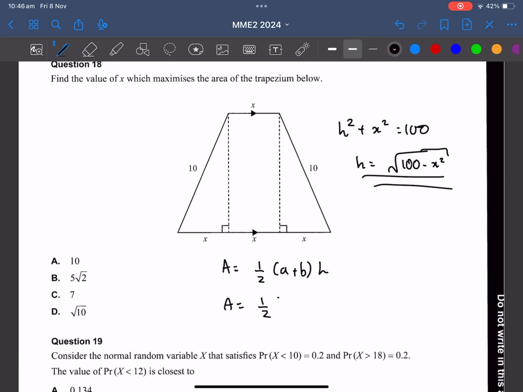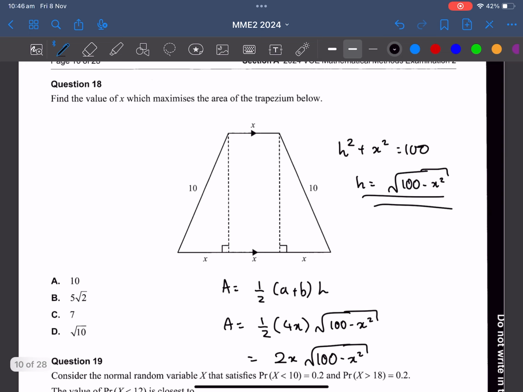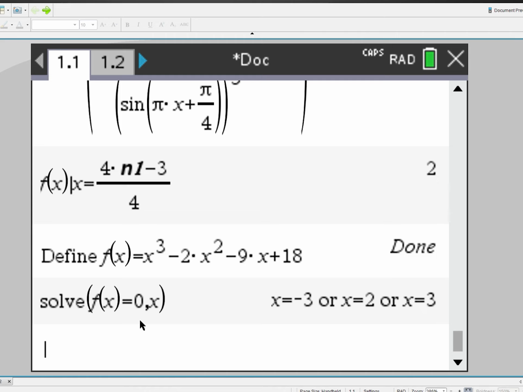So half times x plus 3x, so 4x, times the square root of 100 minus x squared. So we'll get 2x square root of 100 minus x squared. Now we just have to put it in our calculator to find the value of x, not the maximum area, but rather the x value. So let's do this on CAS now. So define f of x is equal to 2 times x times square root of 100 minus x squared.